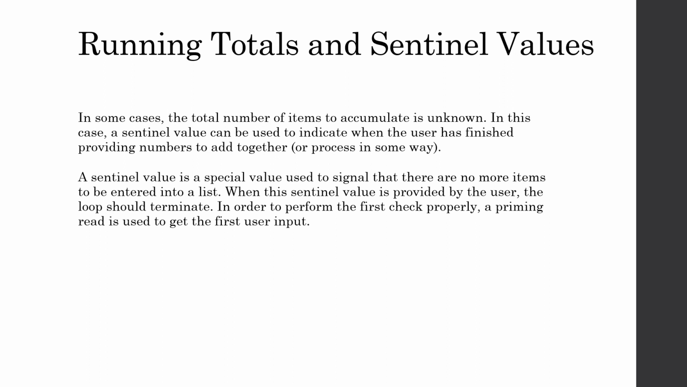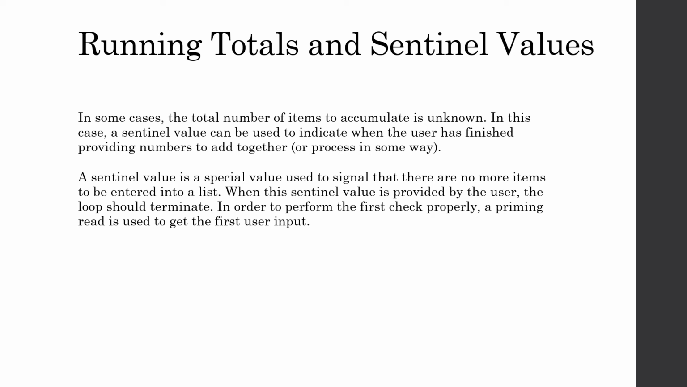So in some cases, the total number of items to accumulate is unknown. In this case, a sentinel value could be used to indicate when the user has finished providing numbers to add together, or maybe process in some other way. A sentinel value is a special value used to signal that there are no more items to be entered into a list. So essentially, you're going to continuously provide items, and there's going to be some additional message in that request that will say something to the effect of enter some amount to stop or to end the loop or to terminate. So when the sentinel value is provided by the user, the loop should terminate.